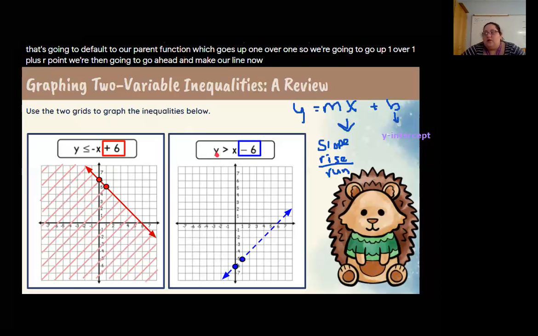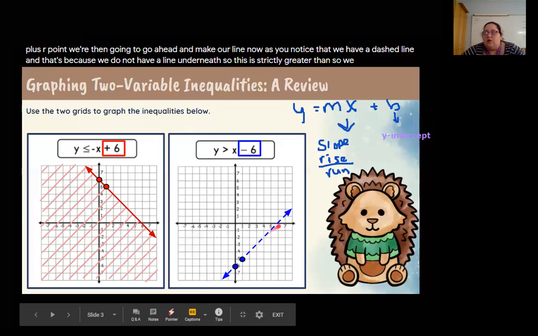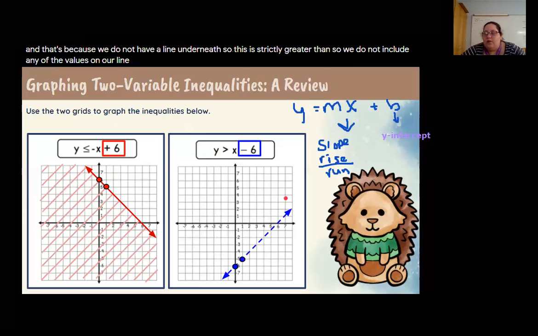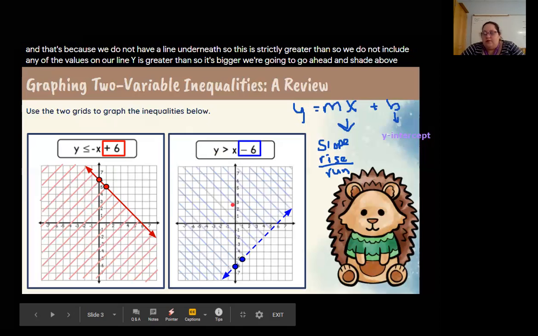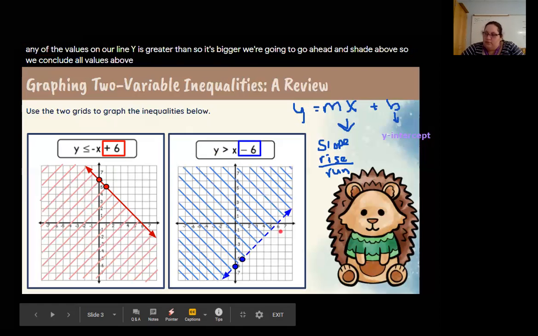Now, as you notice, we have a dashed line, and that's because we do not have a line underneath. So this is strictly greater than. So we do not include any of the values on our line. Y is greater than, so it's bigger. We're going to go ahead and shade above so we can include all values above our equation.